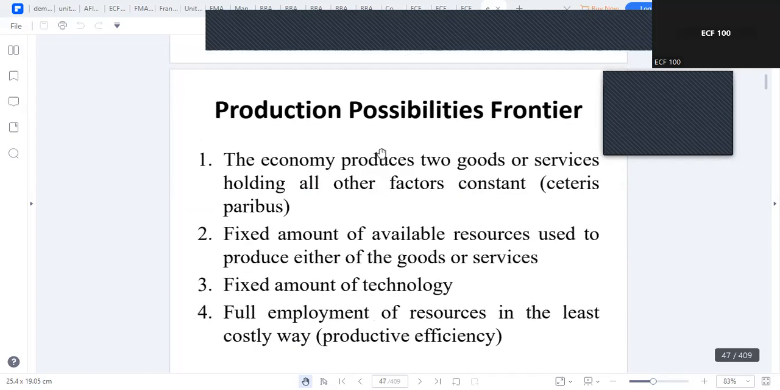A PPF has a number of assumptions that we must look at. Number one is that the economy must only produce two goods and services, holding other factors constant. The second assumption is that there must be fixed available resources used to produce either the goods or services. Number three, there must be a fixed amount of technology. Number four, there must be full employment of resources in the least costly way.